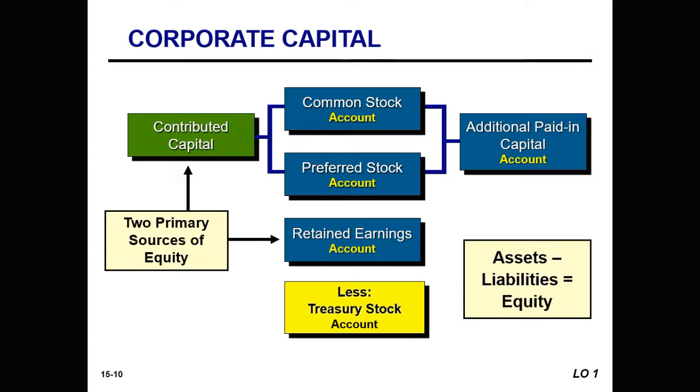Contributed capital is deemed to be the actual capital stocks, so common stock or preferred stock, and the additional paid-in capital. Anything outside of that is a different type of capital. The primary sources of equity are contributed capital and retained earnings. We'll talk more in depth about treasury stock later. Just know that it exists, and it is actually a reduction to the total value of stockholders' equity.